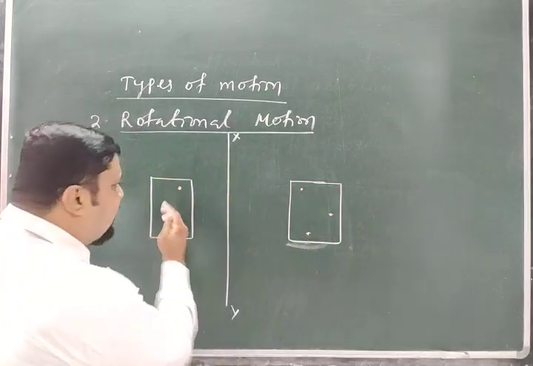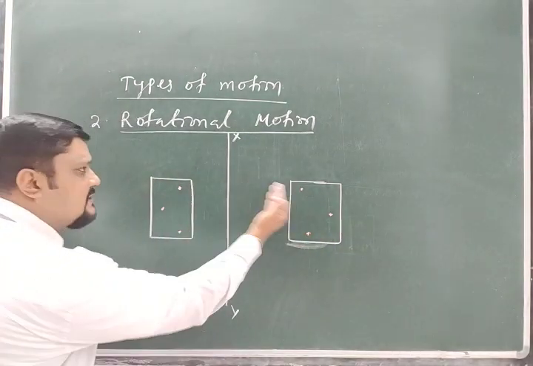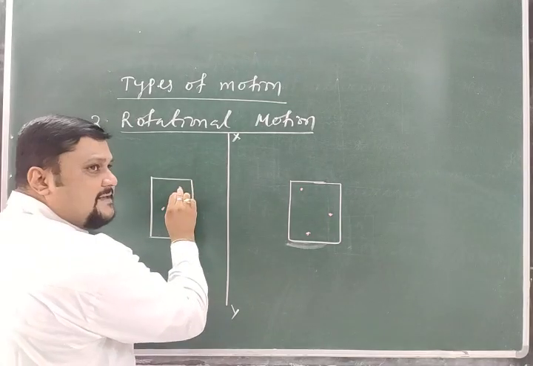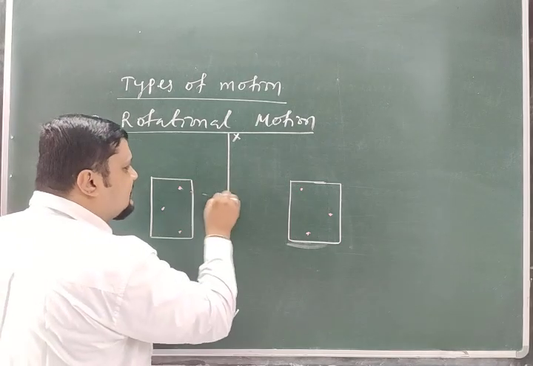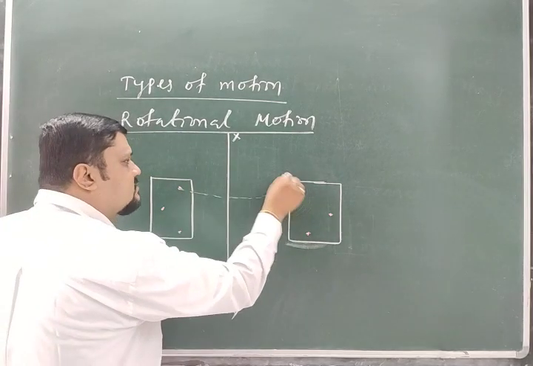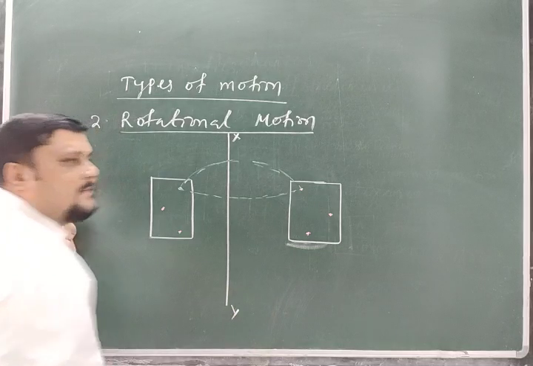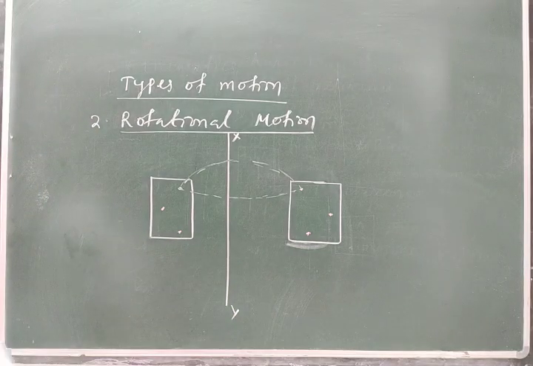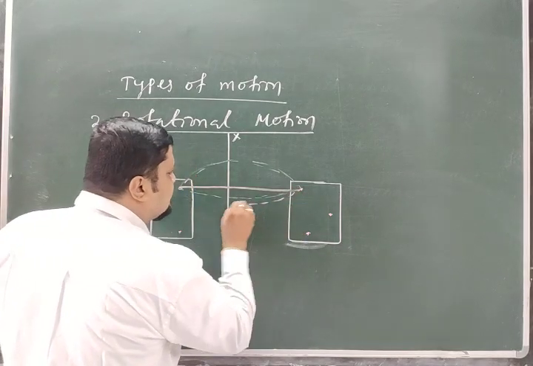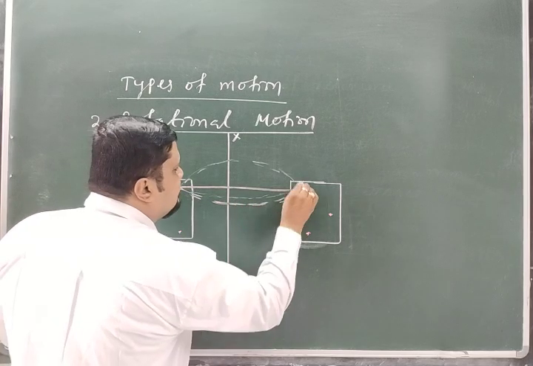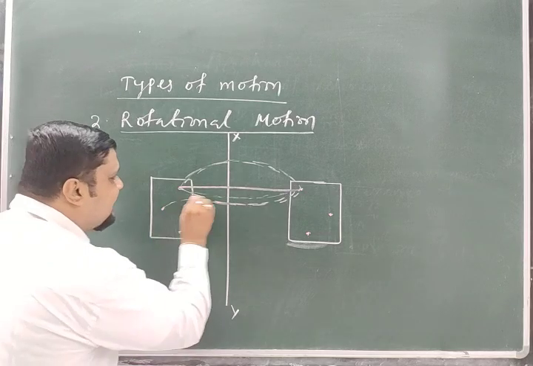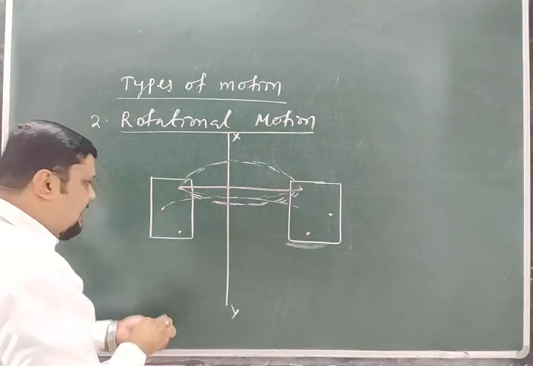When the body comes from here to here, then like this, it is rotating about this axis. This particle, when it comes from here, goes along this path like this, then goes to this point, then goes along this point like this. The body is moving along this path, and the particle is moving like this. Similarly, this particle is also moving.